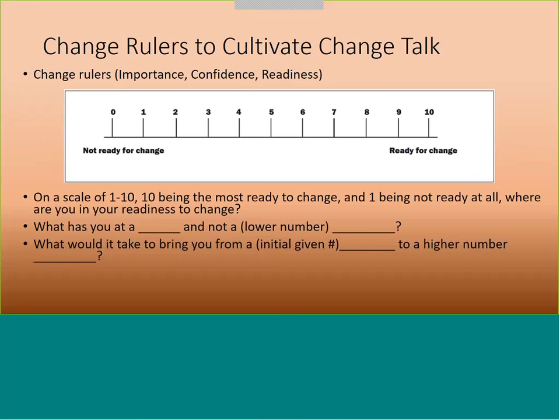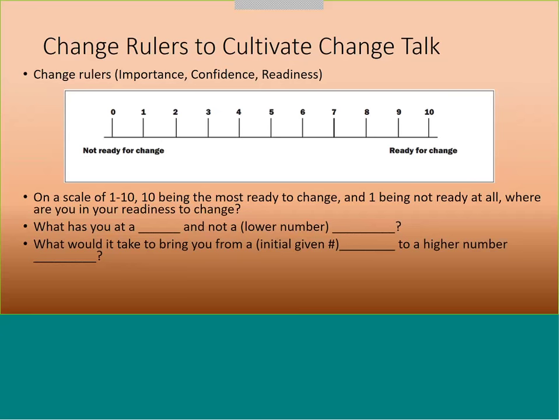I like to think that clients can only handle one change ruler in a session. There are so many other strategies and ways of cultivating change talk that they're not necessary all the time, but they can be a really nice visual for people as well. If you have something like this where you can print out, you can find that online as well.